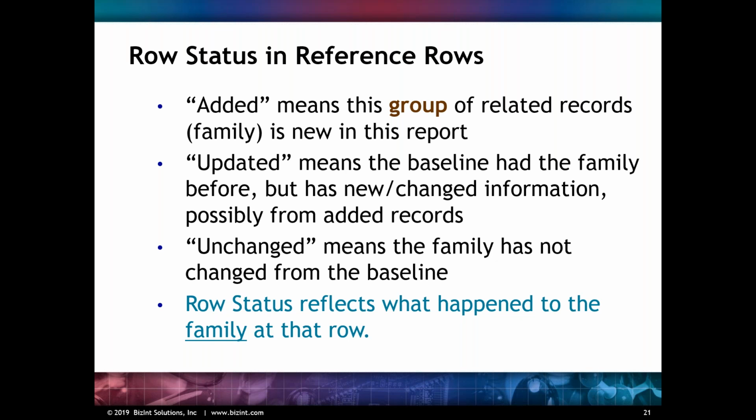Updated means that it's changed, and that might mean that a record changed, that there was a change in a family or a new publication, but it also might mean that there was an additional record picked up from one source or another. So there were some changes. Unchanged means that there were no changes across the database. So in reference rows, row status is telling you what happened to the family at that row.